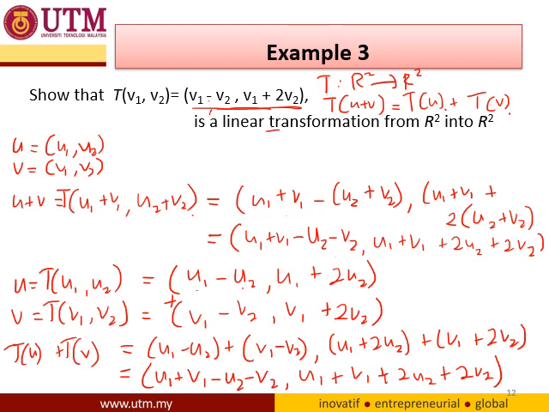And then we check back the answer. Is it the same? This one and this one, is it the same? Because remember, we need to fulfill the addition property. So we have the same answer, right? u1 plus v1 minus u2 minus v2, okay. The second one here, you have u1 plus v1 plus 2u2 plus 2v2. So it is the same from both. So we can say that one of the properties is already done. But of course, for a linear transformation, both must be satisfied, the addition and multiplication. Now we need to look at the multiplication.